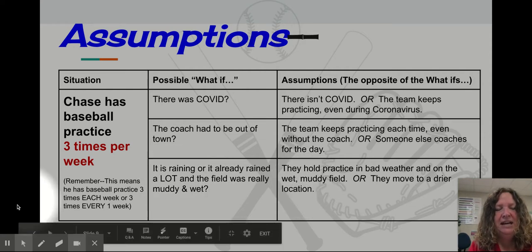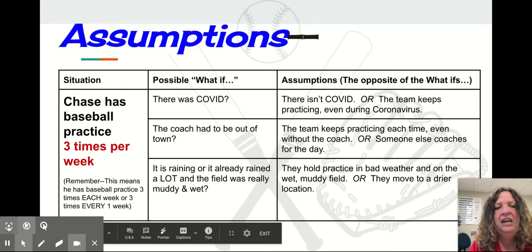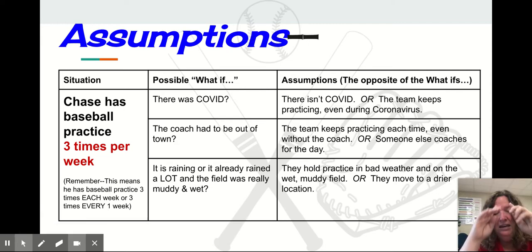That's what we mean when we say we're making assumptions that really are more things that we know actually might cause Chase to not have practice 3 times a week. He might not have practice if there was coronavirus. He might not have practice if the coach was out of town. He might not have practice if it was raining, but we're assuming that all those things aren't true, and he's having practice every time, 3 times a week.